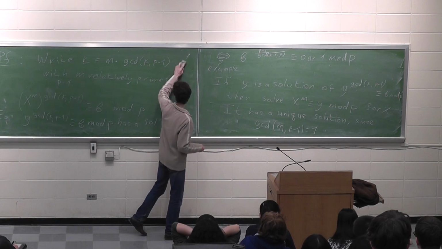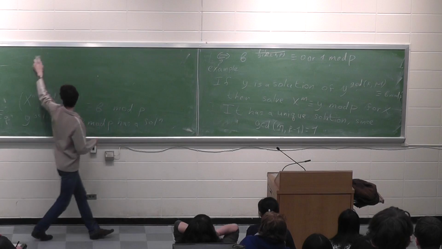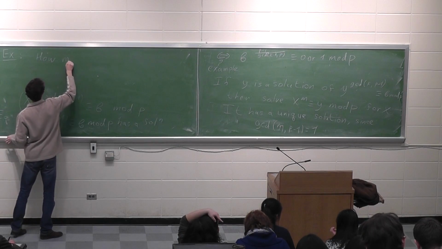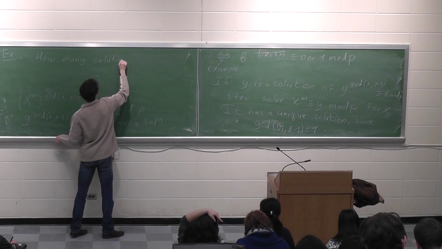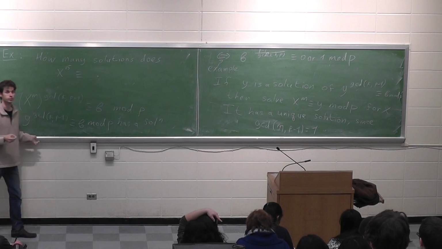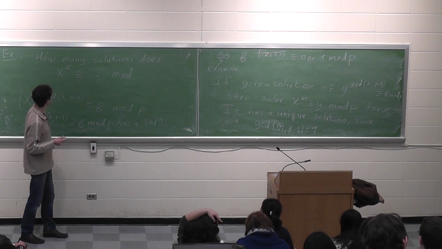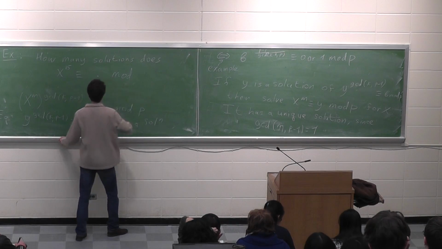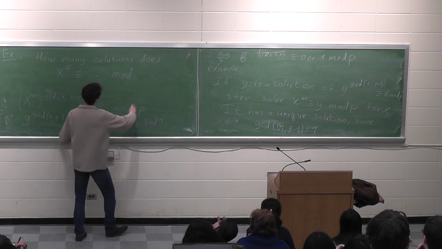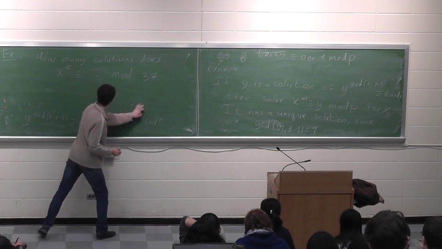Maybe some example. How many solutions? x to the power 15 is congruent to something modulo... 15 is too small. 31. 37. Let's try something here.